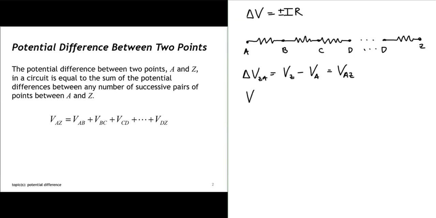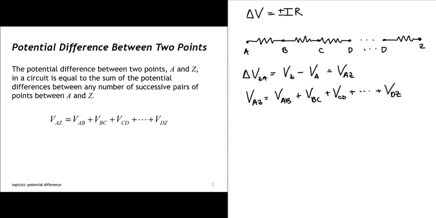So the potential difference from A to Z is equal to the potential difference from A to B plus the potential difference from B to C plus the potential difference from C to D plus, and you can add any number of points until you get to your final pair of points.